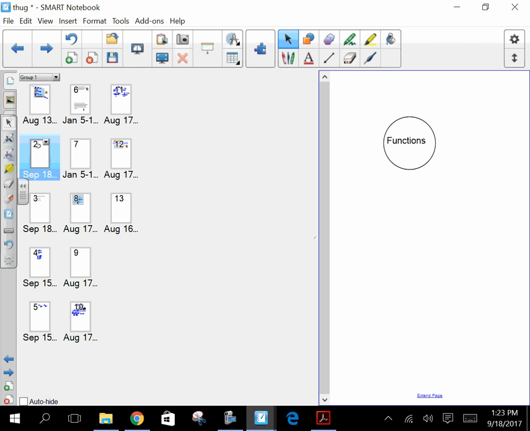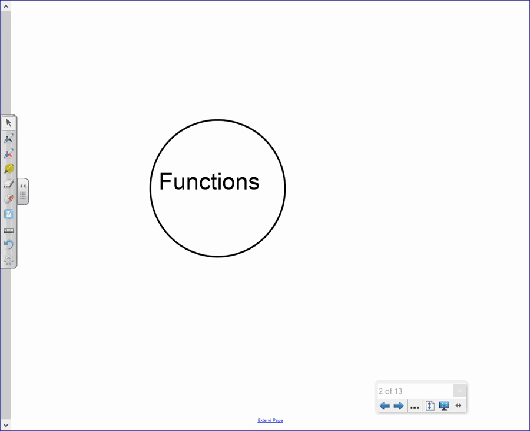We're just going to do a simple circle map, and we're done with notes for today. So we're going to put a circle in the middle of your paper. Write the word functions.